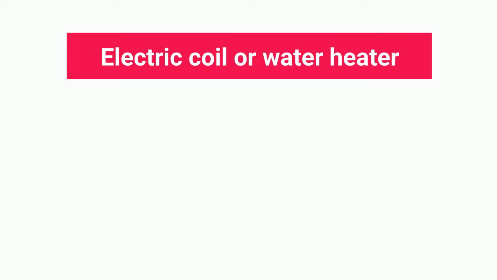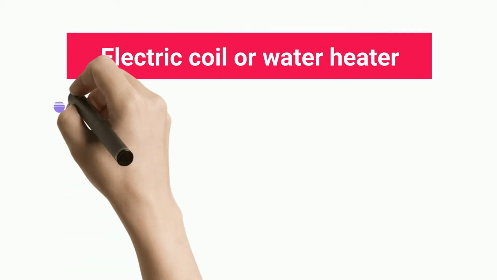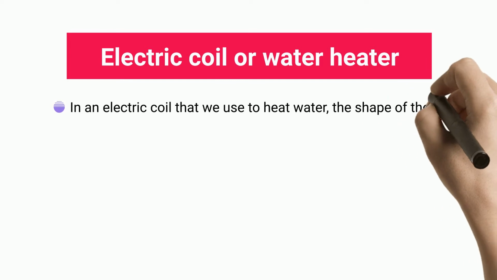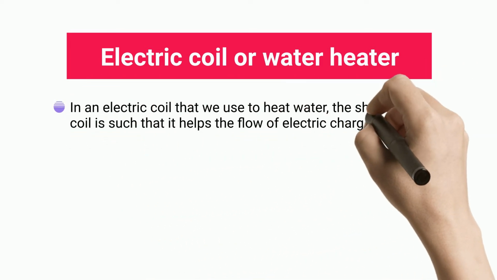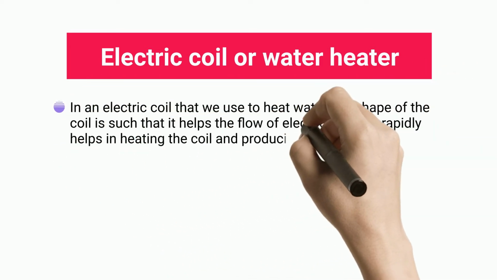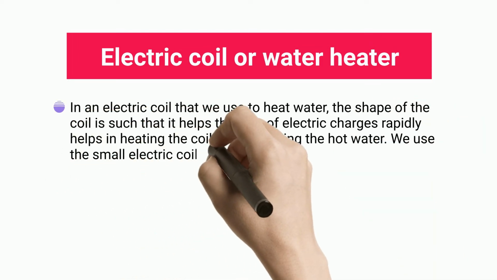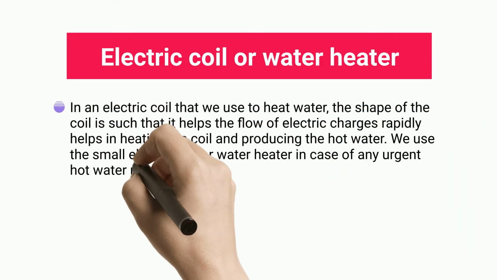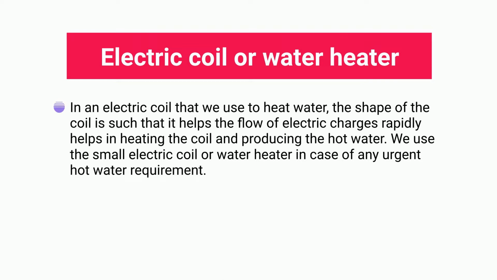Electric coil or water heater. In an electric coil that we use to heat water, the shape of the coil is such that it helps the flow of electric charges rapidly, helps in heating the coil and producing the hot water. We use the small electric coil or water heater in case of any urgent hot water requirement.